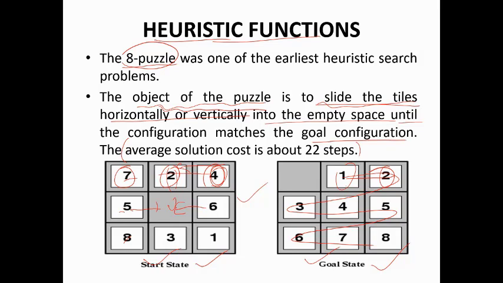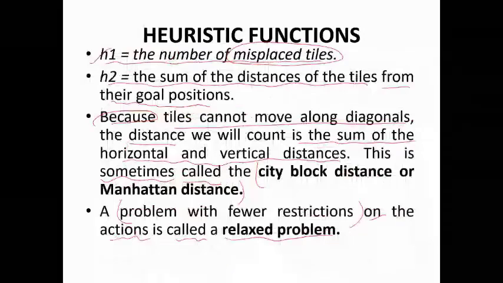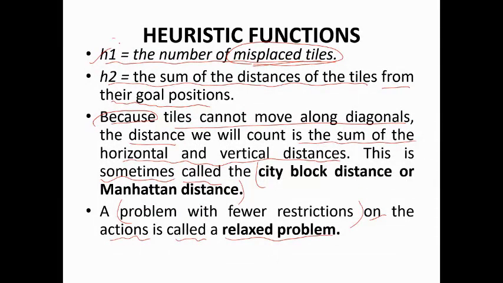And so on. Or maybe you can think about 8. 8 is at the end here, but it should be here. So this means it has shifted 2 positions from the final goal position. So we are talking about misplaced tiles. H1 is the number of misplaced tiles, and H2 is the sum of the distances of the tiles from the goal position. That's what I've shown you just now.